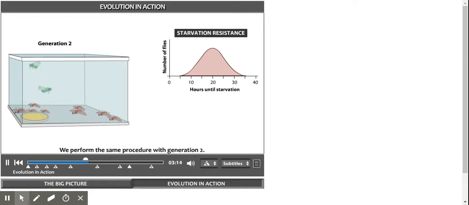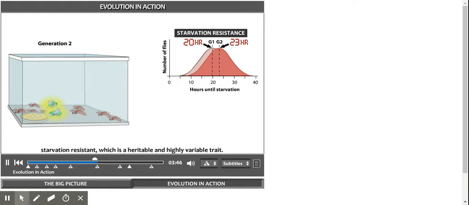We perform the same procedure with Generation 2. Again, we save the most starvation-resistant flies at the very end by adding back some food. Note that the average starvation resistance of Generation 2 is 23 hours, 3 hours longer than that of Generation 1. Although we've raised these flies under artificial conditions, the populations have undergone what is called natural selection. Note that in our experiment, the flies that are alive are the most starvation resistant, which is a heritable and highly variable trait. Clearly, these flies will have a greater reproductive success than the flies that are now dead.